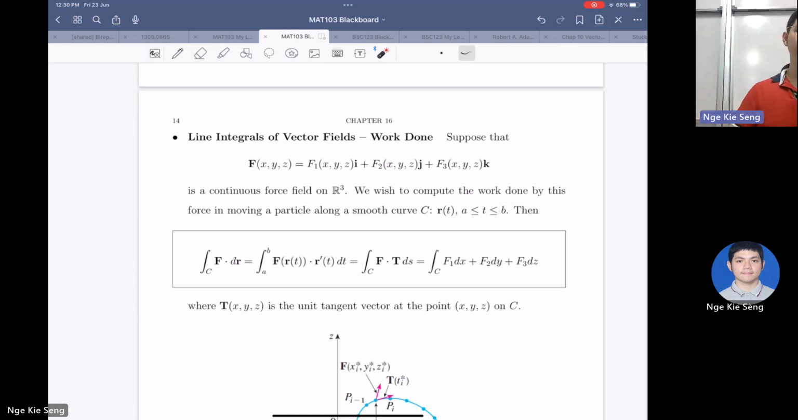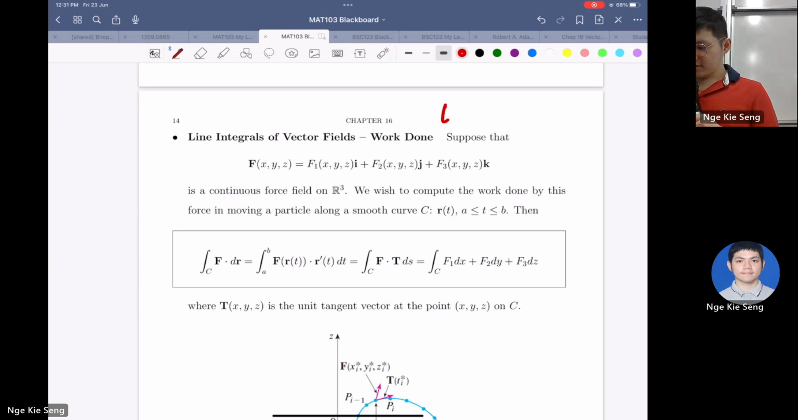So what does this line integral do? If you compute the line integral of a vector field, what does it do? It computes the work done. What's the work done in physics? W equals F times x. So you need to apply force. If you apply force but you don't get anything, that means you don't have work done. So if you use force, you must achieve something. Non-zero distance, only then will you get the work done.